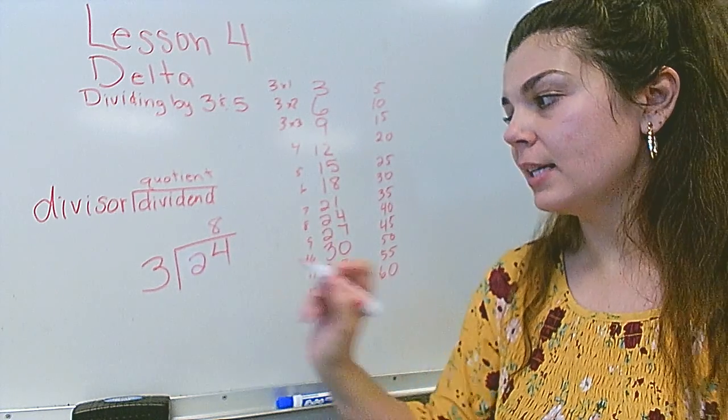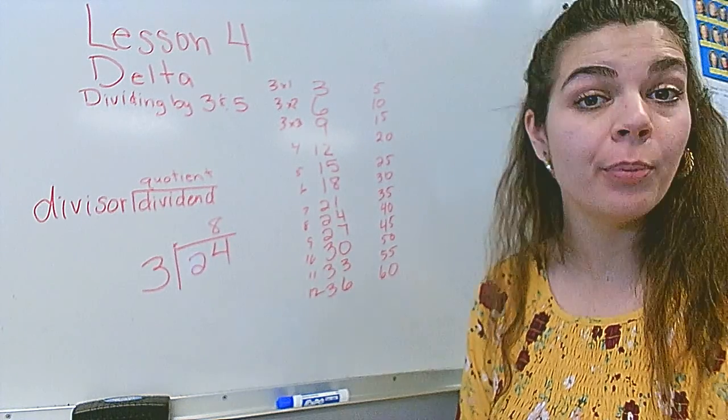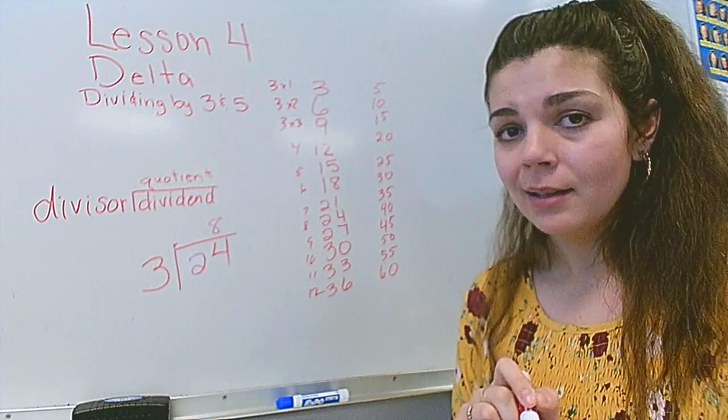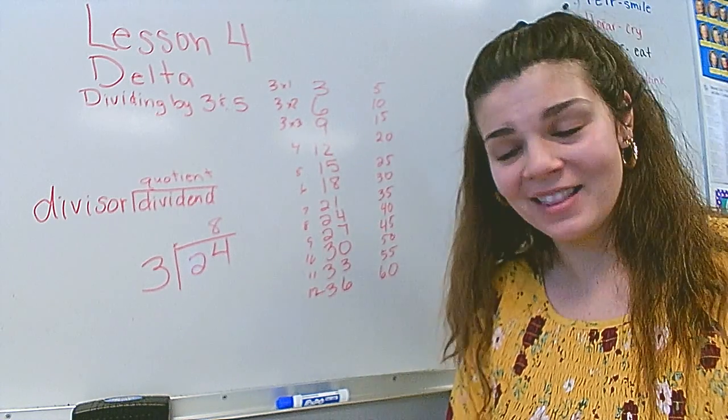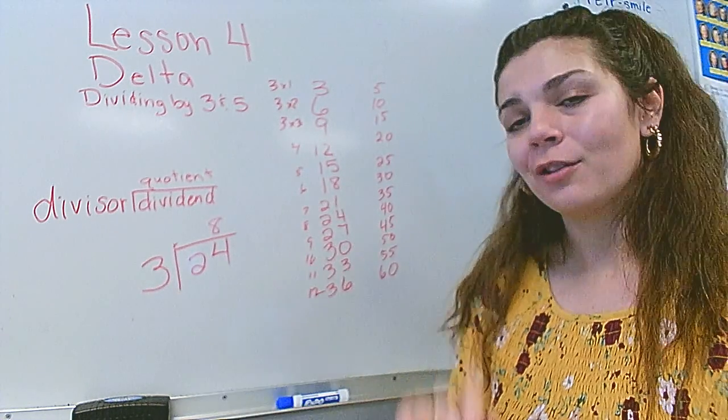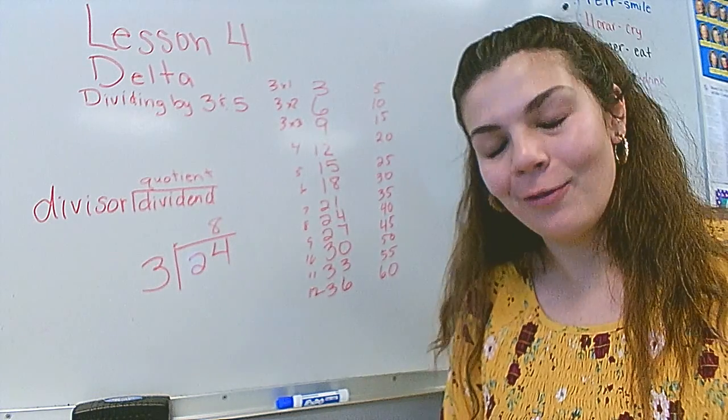All right, 3 times, my invisible times. You can put 1 there. I still have kids and older ones that always put their little times there because they feel like they need to, and that's totally fine. 3 times 8 is 24.